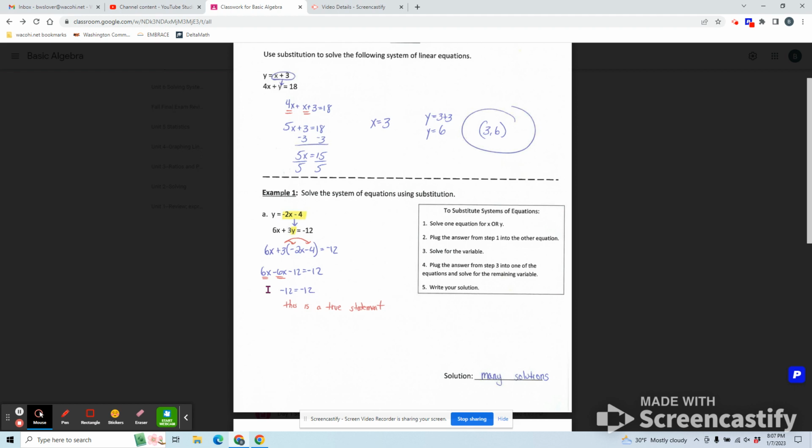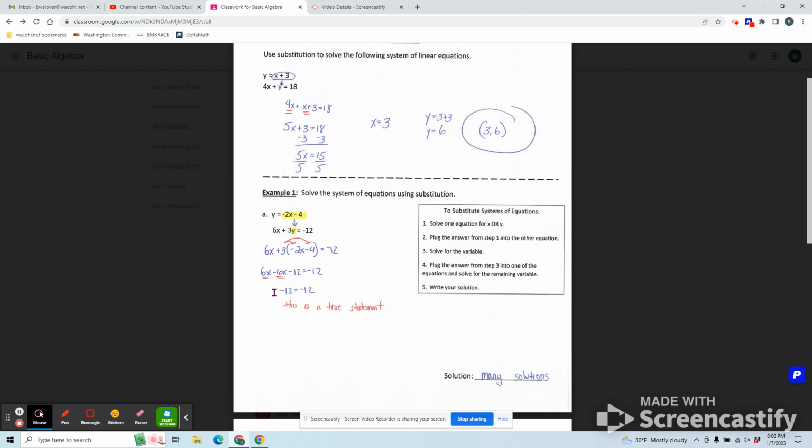Well, wait a minute, Mr. Slover. What happened to the x's? 6x minus 6x. I have $6. I spend $6. They're gone. All that's left is this, the negative 12. And your variables can reduce to 0. That is okay. They can eliminate. They can be gone. There's nothing wrong with that.